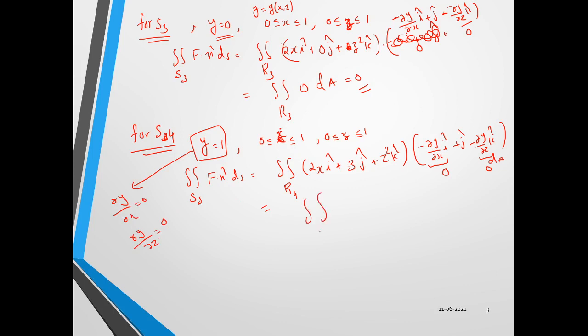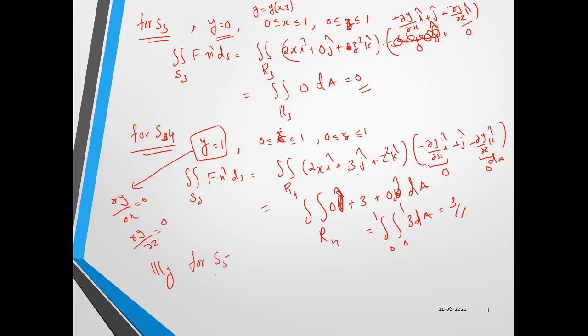So what will happen in this integral? 2x into 0 is 0 for i, plus 3 dot j gives 3, plus 0. And if we integrate 3 dA over 0 to 1, 0 to 1, it is equal to 3.